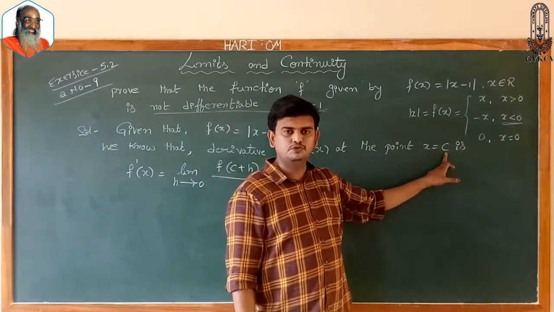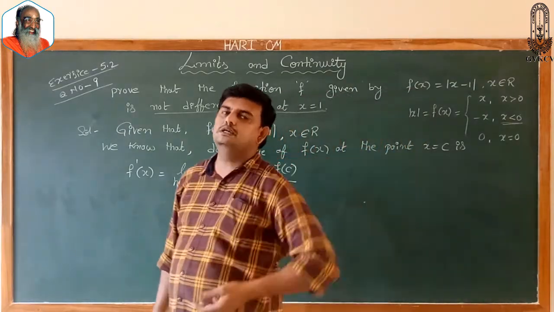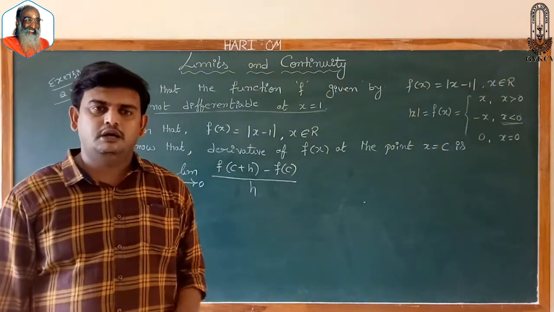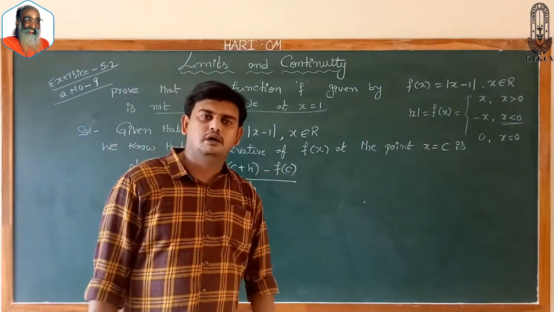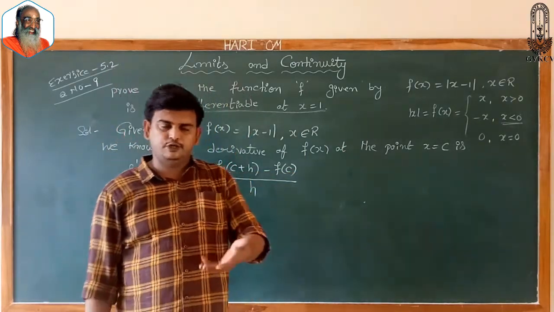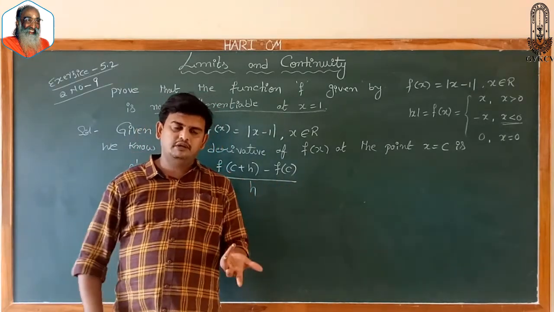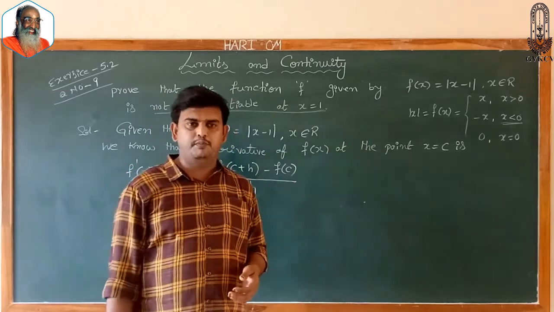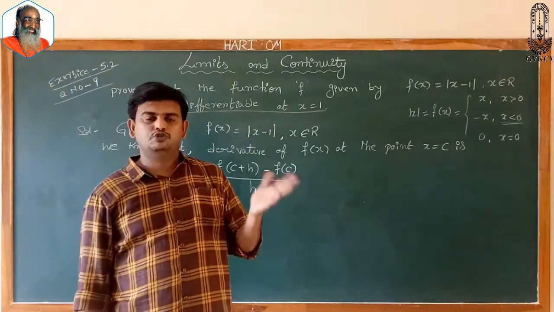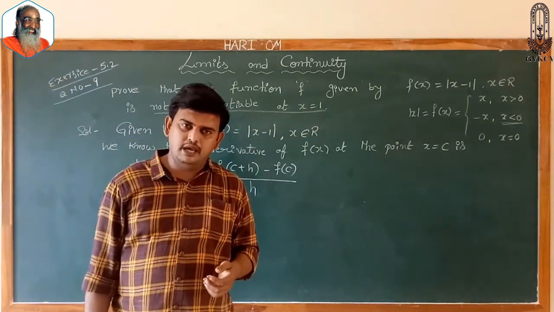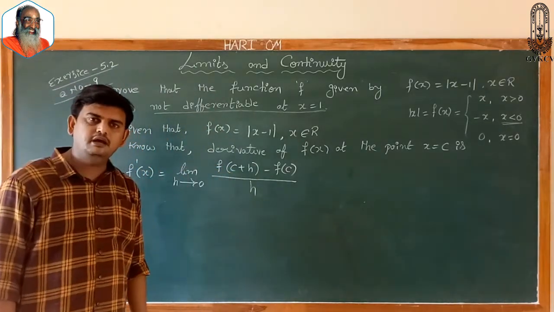Now at x is equal to c, we are taking x is equal to 1. Just c is replaced by 1, and here we are going to calculate the left hand limit and also the right hand limit, because as I told you, when the limit exists, the derivative exists. When the limit does not exist, the derivative is also not possible. Here I want to show that differentiability is not possible at x is equal to 1, so I want to show that the limit does not exist. For that, I am finding the left hand limit as well as the right hand limit.